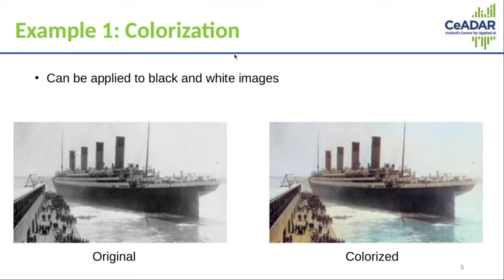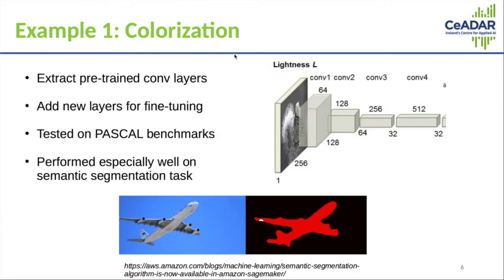Even though this network is useful in its own right, it can actually be used for feature extraction. How this is done is the researchers just considered the first few convolutional layers of the network and then added further layers on top of this for fine-tuning. To test how well features were being extracted during the self-supervised pre-training, they tested on several benchmark tasks from the Pascal dataset. There are 3 tasks here: image classification, object detection, and semantic segmentation. While the network performed well on classification and object detection, it performed best on the semantic segmentation task.